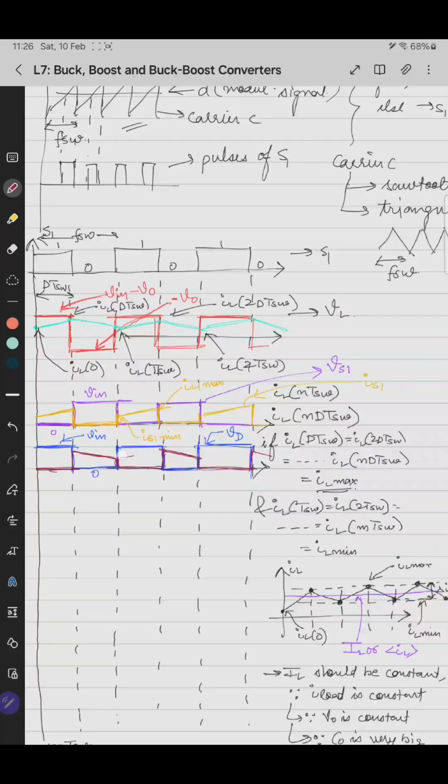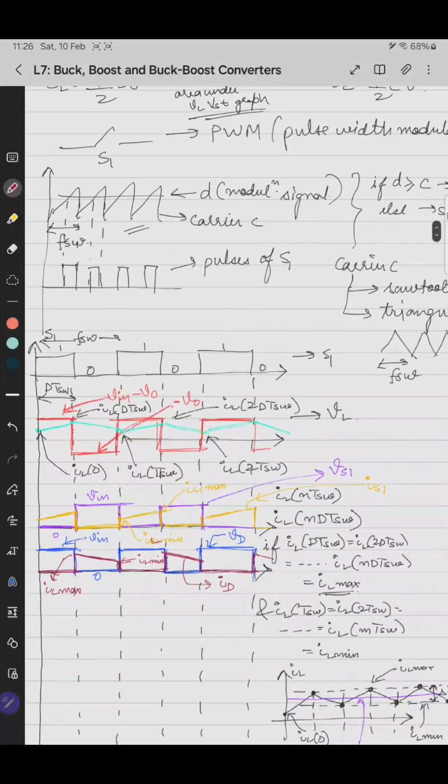This will be IL min. This will be IL max, and this waveform belongs to ID, the diode current. So what we saw is that the inductor current is basically split into two waveforms. The waveform during the on time is shifted towards the switch current, and the current waveform of the inductor during the off time is shifted as the diode current.